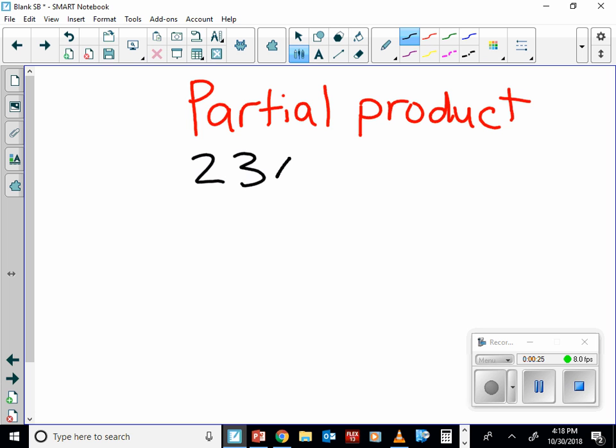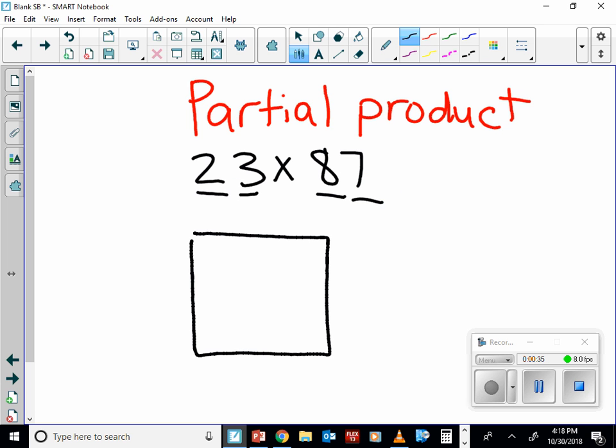So for example, if our problem is 23 times 87, it's a 2-digit by a 2-digit number. So they're going to draw a box that is a 2-digit by 2-digit box like that. So there's 1, 2 by 1, 2. So they're thinking of an array. And you're going to break apart each place value. I always tell my kids, whichever one is first, I usually just put up top. For no rhyme or reason, that's just what I do.